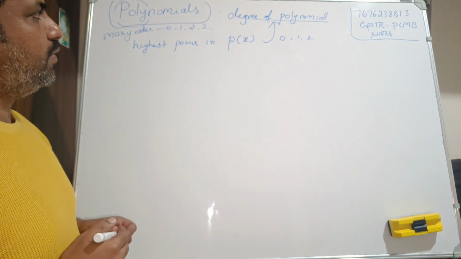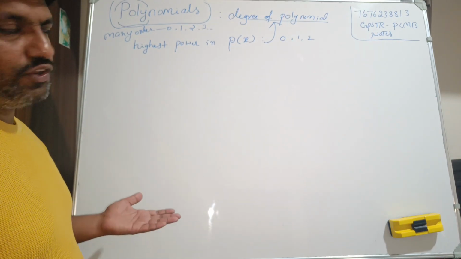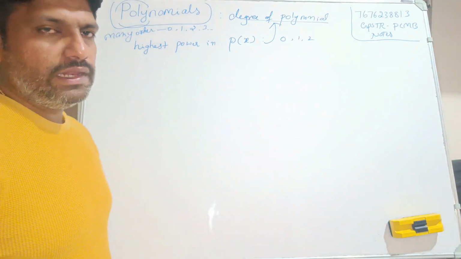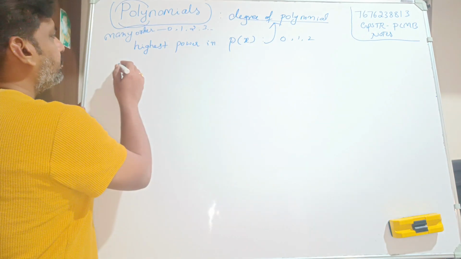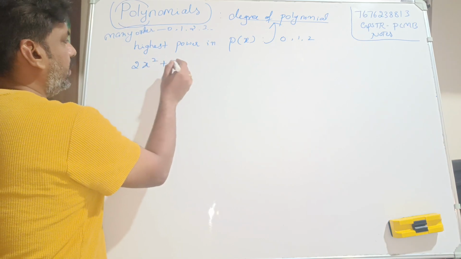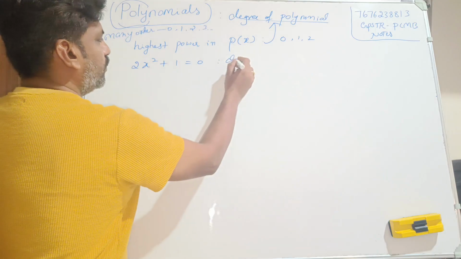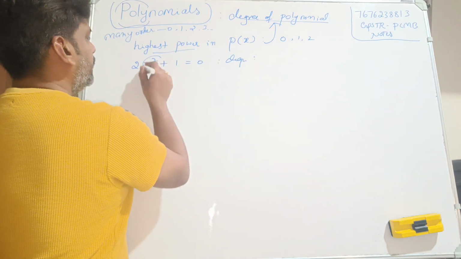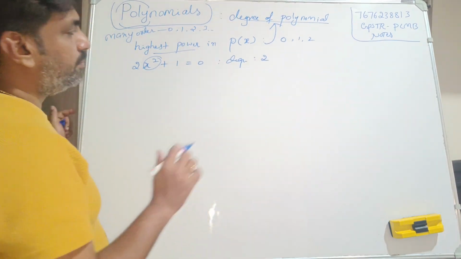So what is the degree of a polynomial? In some equation consisting of a square or cubic or whatever, the highest power in that polynomial equation is called the degree of the polynomial. Suppose I take something like 2x square plus 1 is equals to 0. What is the highest power here? It is 2. So the degree of the polynomial is 2, right? This is the basic definition.